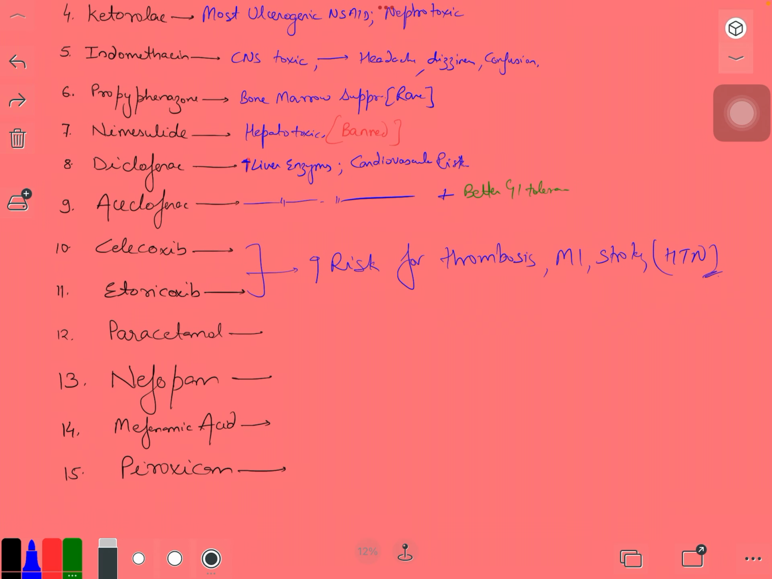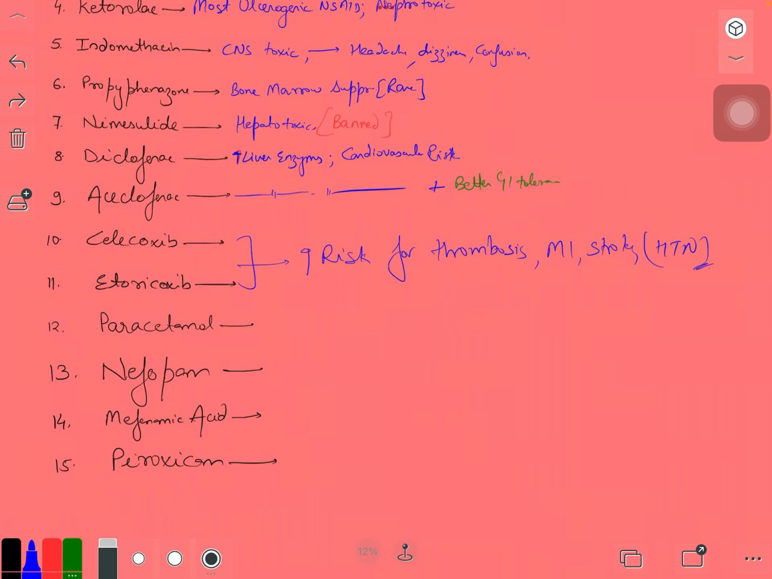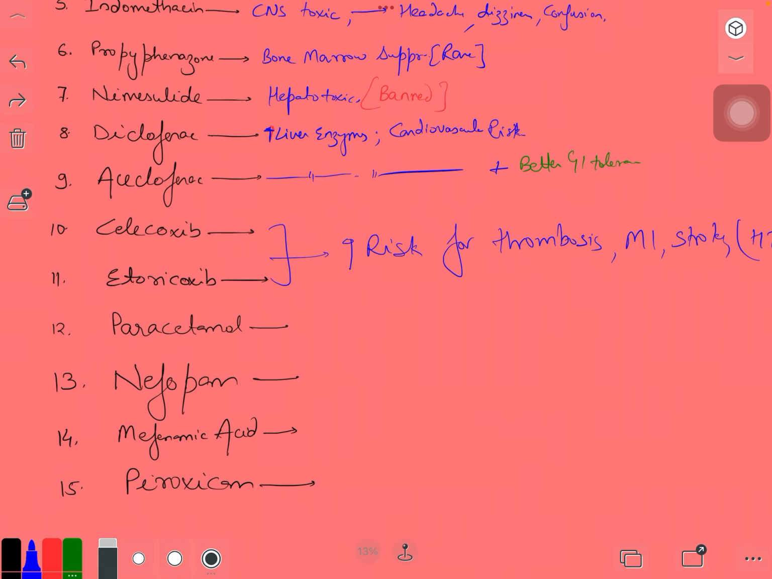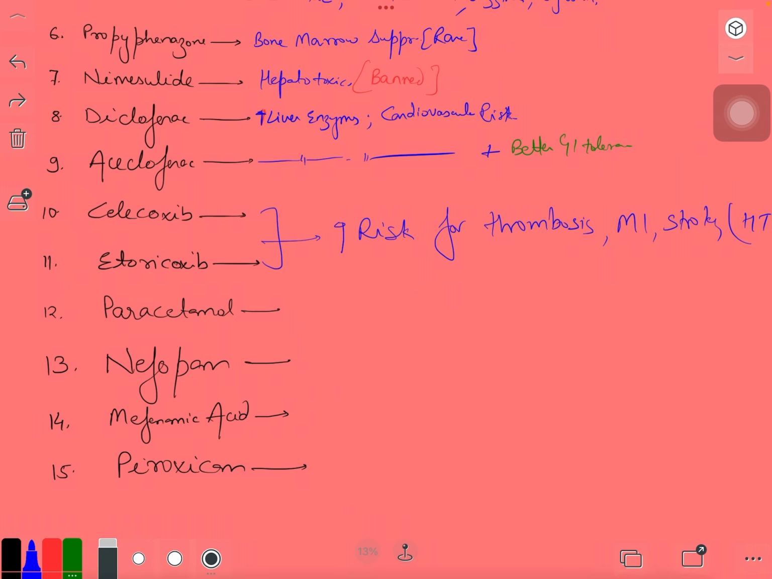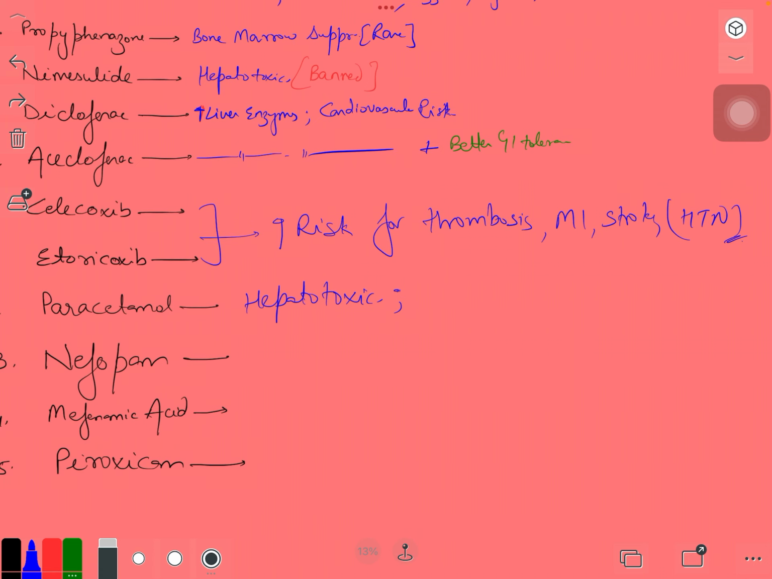Right, the next is paracetamol. Paracetamol is a quite safe drug, but after reaching around 4 gram per day, right? We'll talk about every drug in much more detail. Right now, just remember that paracetamol, after a specific range, is highly hepatotoxic. It is even contraindicated in patients who have liver issues. So hepatotoxic at toxic or high doses, particularly around 4 grams per day.